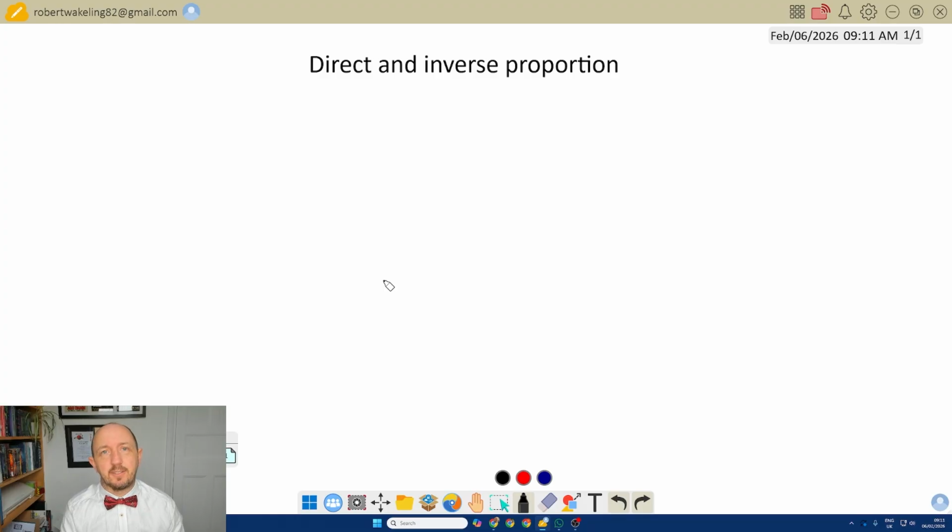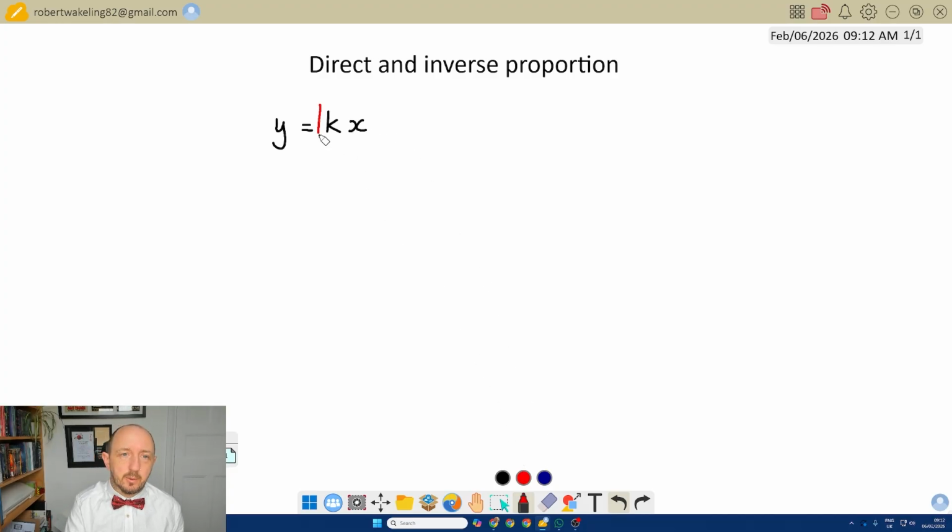And you could say, if I had something like this, as x increases, y increases as well. So this is a direct proportion. As one goes up, the other one goes up, is the idea. So I might say in a question, y is proportional to x. And when you see that in a question, we write down y equals kx.